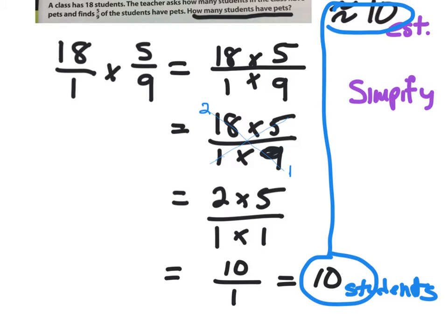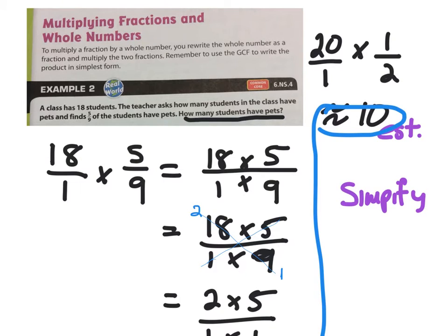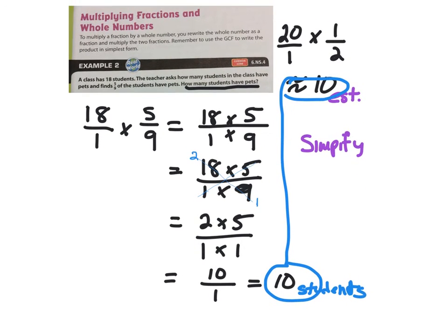It's a very accurate estimate of 10 students, so that makes sense. Everything checks out. So you should always be checking your estimate with your final answer. And so let me reduce this and then move it up so we can see everything.